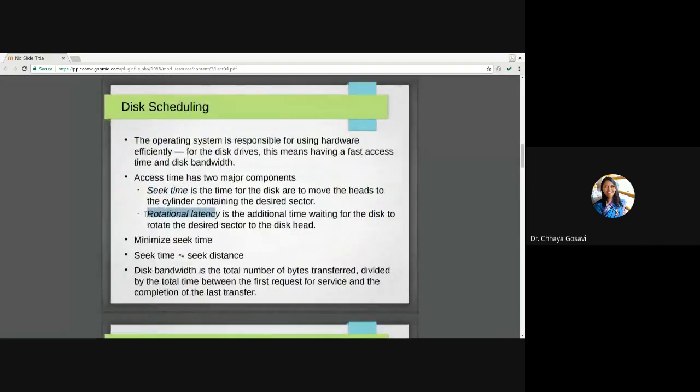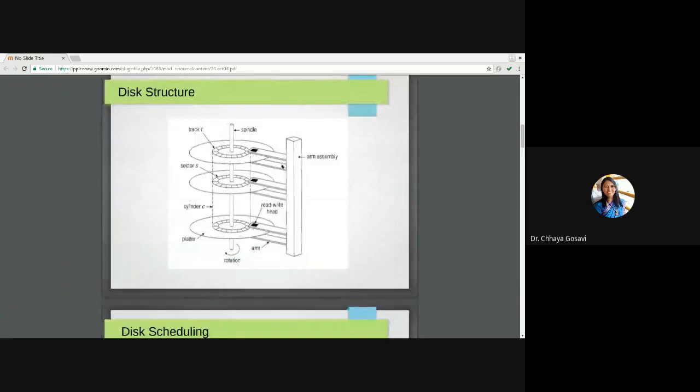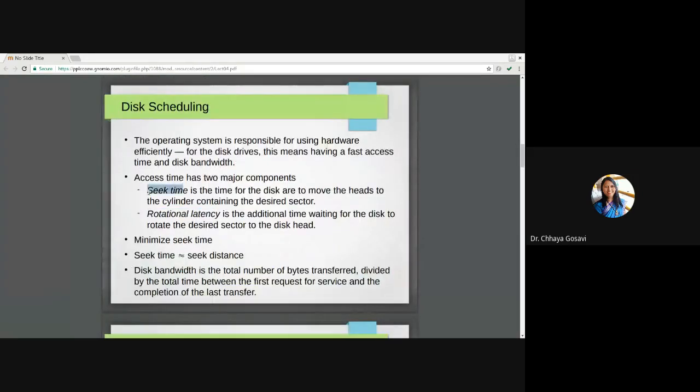And rotational latency is the additional time waiting for the disk to rotate the desired sector to the disk head. It means first we have to move the head to the desired track, that is seek time, then rotate the disk to get that particular sector under the read-write head, that is rotational latency. So together, seek time plus rotational latency is nothing but access time. So the role of the operating system is to minimize this seek time, and seek time is proportional to the seek distance from the current head position.